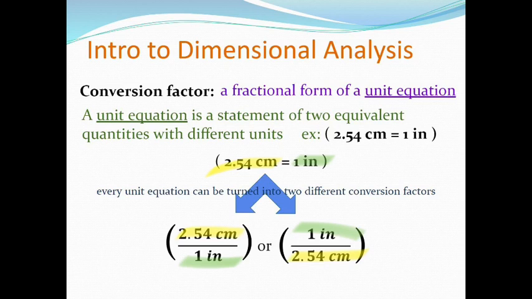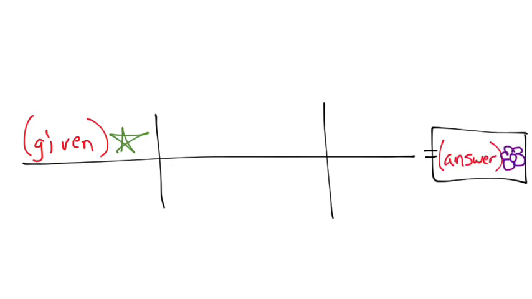Now, why would we choose to do it one way versus the other? Let me give you a little bit of a preview into this dimensional analysis thing. So like I said, with dimensional analysis, we're going to be doing some kind of train tracks looking sort of conversion. And we don't normally start with it all written out, but I kind of want you to see this here. In every problem that we're doing a conversion, we're going to have some kind of given, a number in the problem. So let's just imagine I have some number of green stars, and I want to convert them into purple flowers. So during this process, we're going to use a couple of unit equations in order to do that.